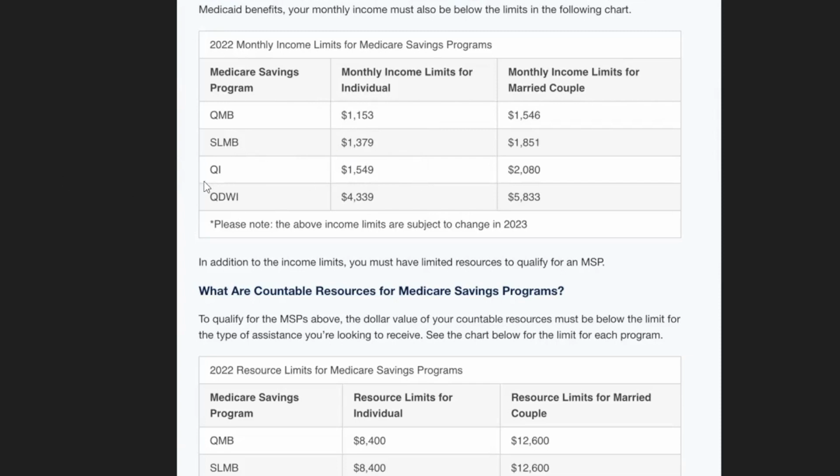Now with QI, this level, they can't make more than $1,549. Now they may not get all these extra benefits, but Medicaid will pay for their Part B premium. So that is still great to know, okay? So that is the Medicare Savings Program.